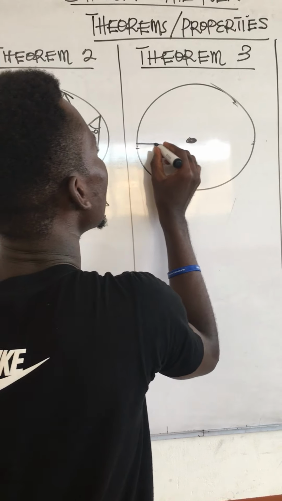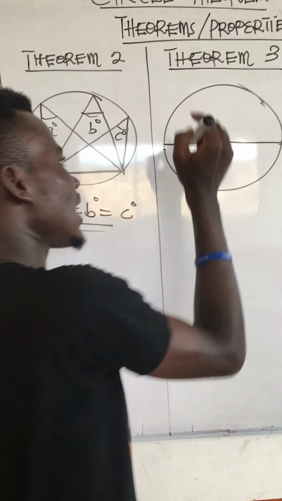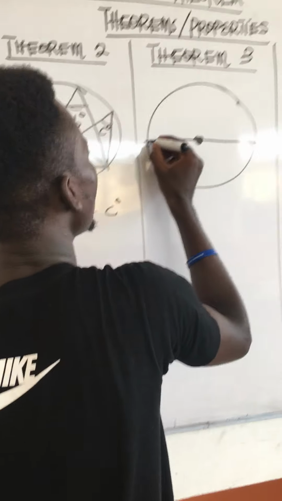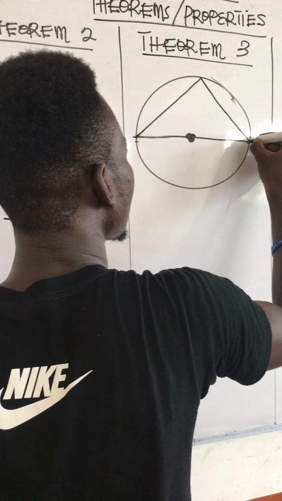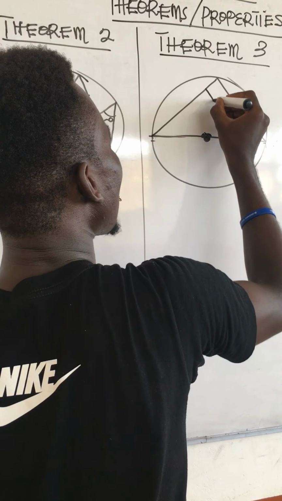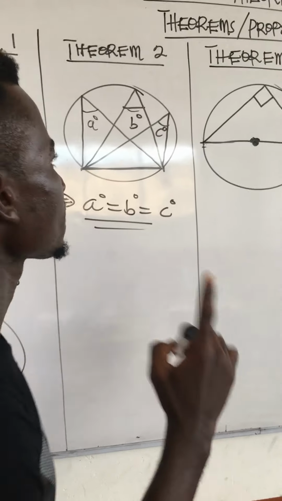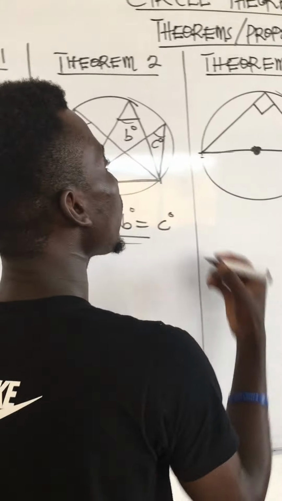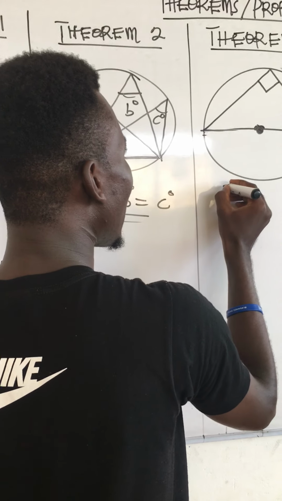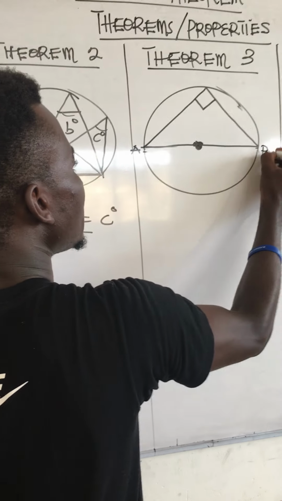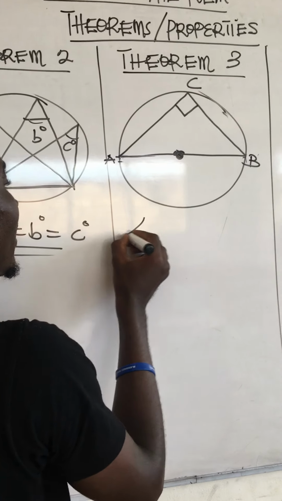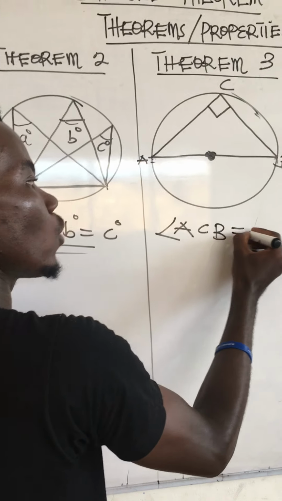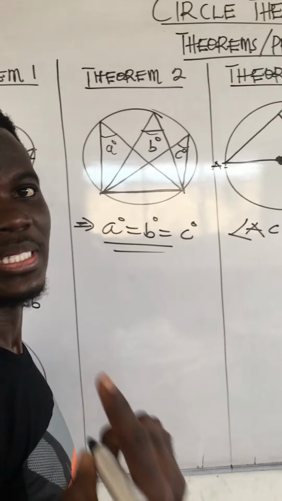So let's say this is our diameter. Now this diameter forms an angle at the circumference here. You are saying that the angle formed at the circumference is 90 degrees. Let's say this side is our A, B, and C. Then we are saying that angle ACB will be equal to 90 degrees. That's what the theorem is saying.